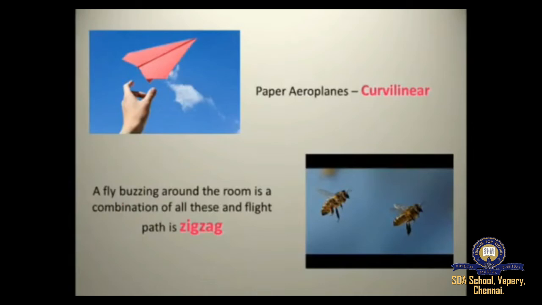Next one is, consider throwing a paper aeroplane or paper dart. Watch its flight path. When you throw it at an angle, the path curves.